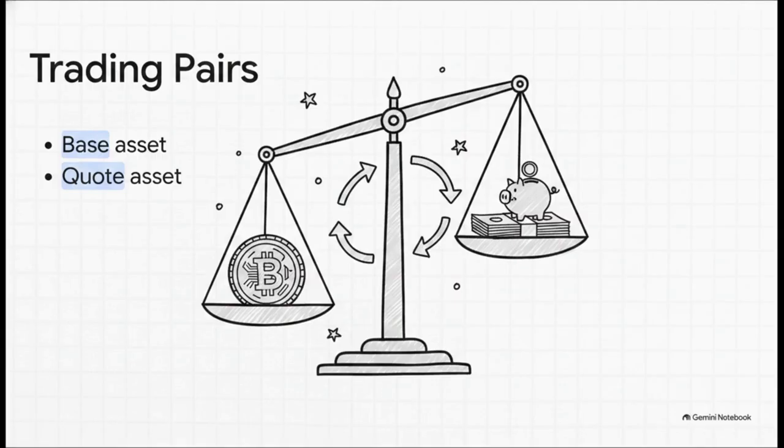And here's the real aha moment for understanding this. The base asset is always priced in terms of the quote asset. You are either using the quote asset to buy the base asset, or you're selling the base asset to receive the quote asset. Truly getting your head around this dynamic is step 1 to reading any trading screen correctly.